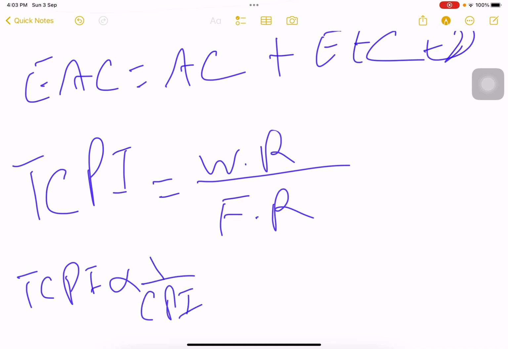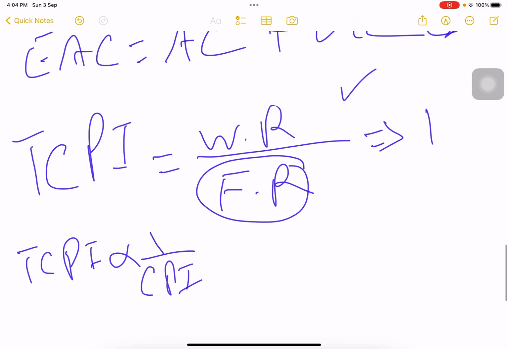What do I mean by that? If you have more work and less funds, which means the ratio is greater than 1, this is a bad thing. We want more money and less work. Everyone wants the same thing. Okay, so TCPI is work remaining over funds remaining.